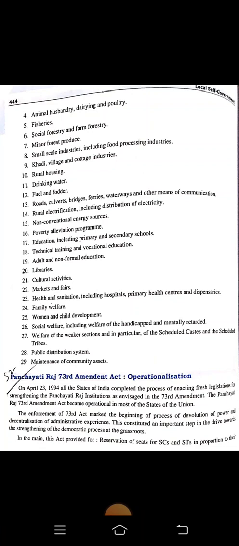In the main, this act provided reservation of seats for SC/STs in proportion to their population, reservation for the post of chairpersons for SC/STs, and reservation of not less than one third, now one half, of the seats in the elections of the Panchayat for women. This kind of reservation was done in the 73rd Amendment.